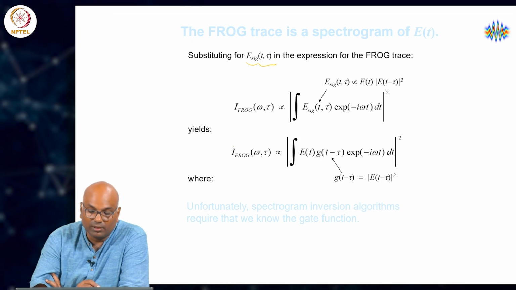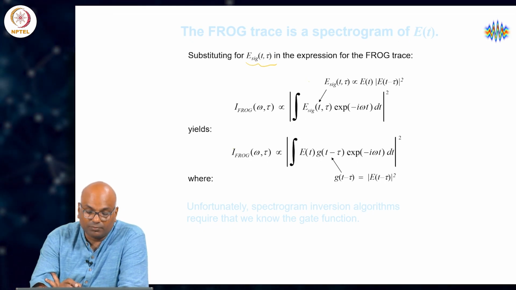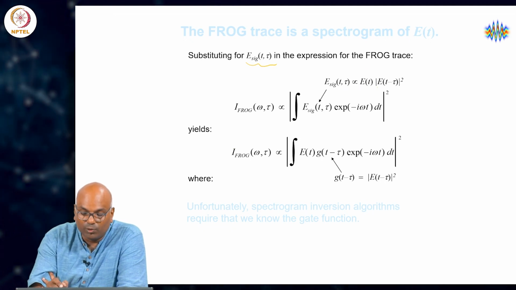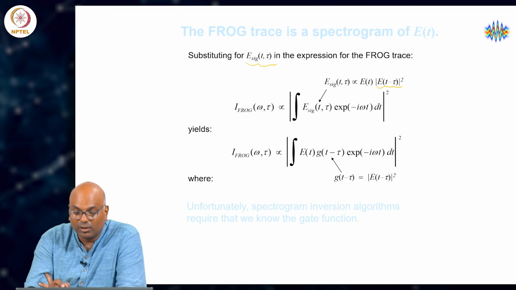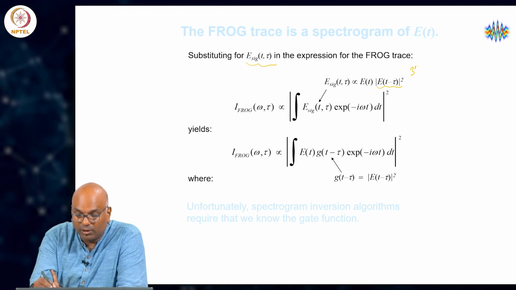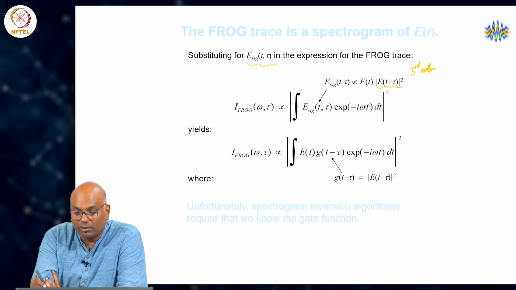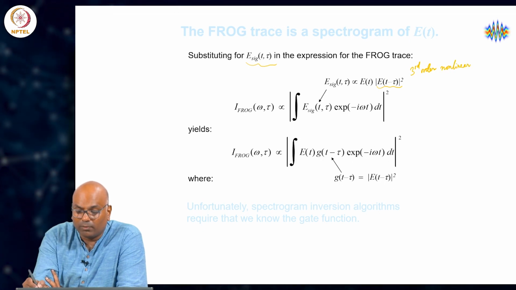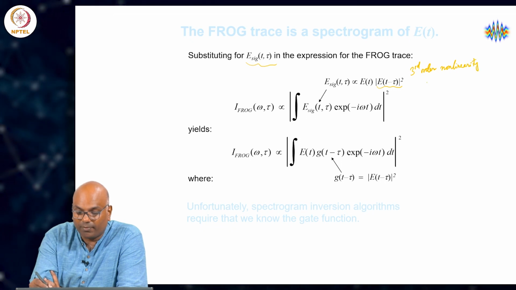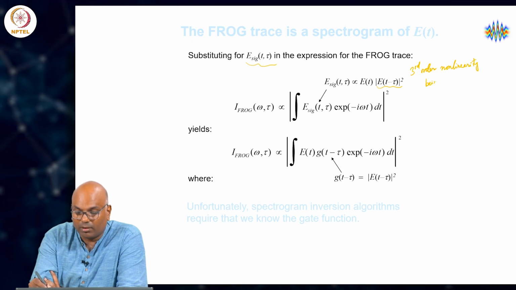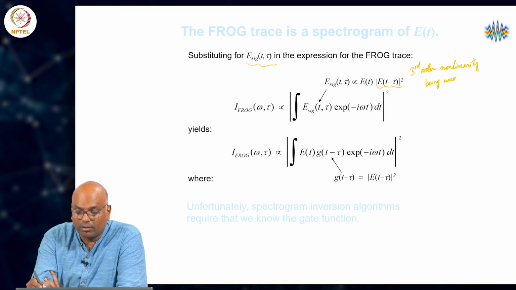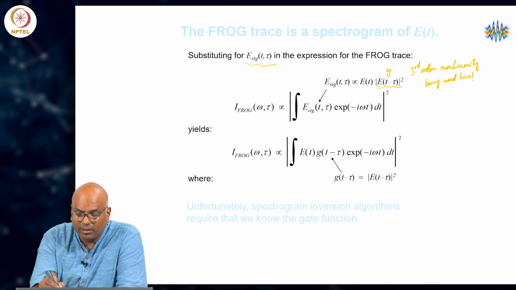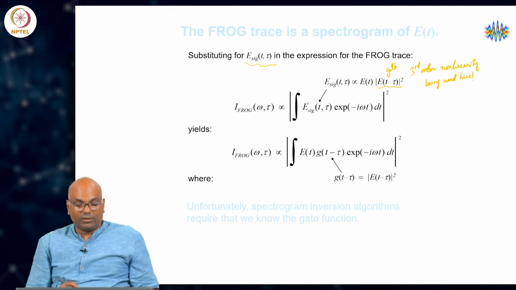in the expression for the FROG trace. Here we simply have used E of t minus tau the whole square for the third order nonlinearity being used in FROG. We have used this to be the gating function, right.